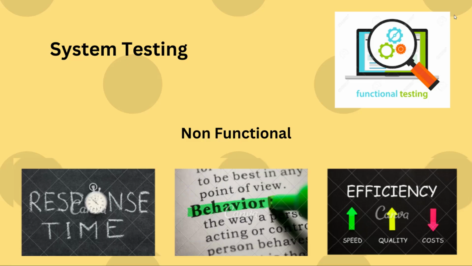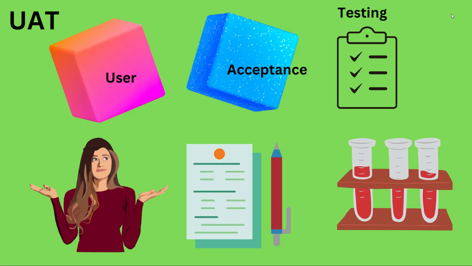Then there is system testing, which includes functional as well as non-functional testing. That is your response time, behavior, efficiency, that includes speed, time, quality and cost. And next is user acceptance testing, where we have some use cases, we execute those use cases and verify the application is built as per the user expectation.